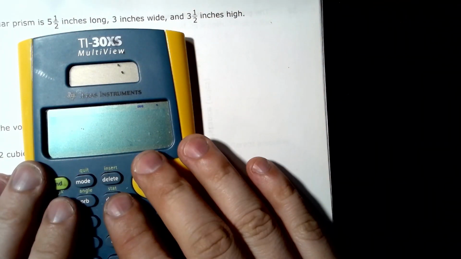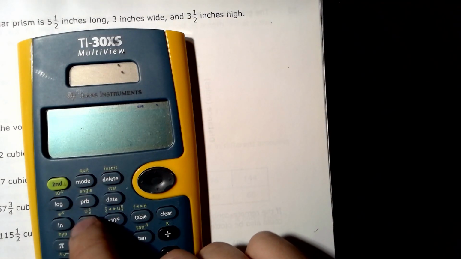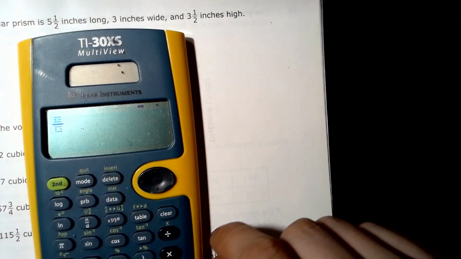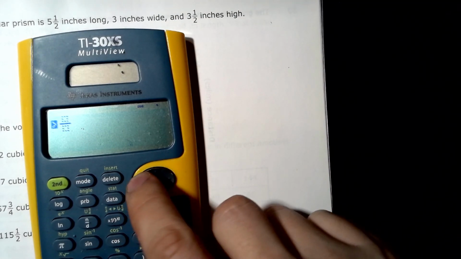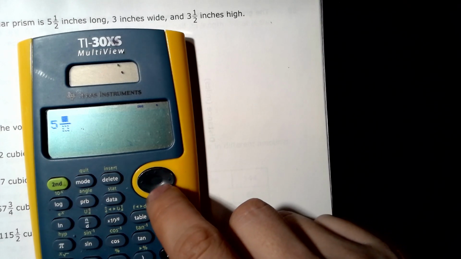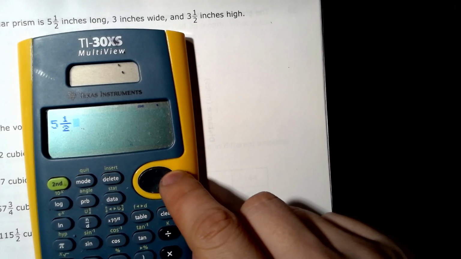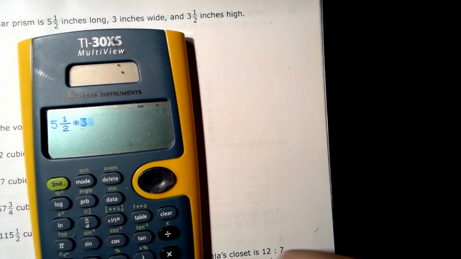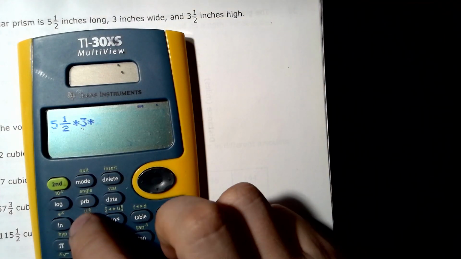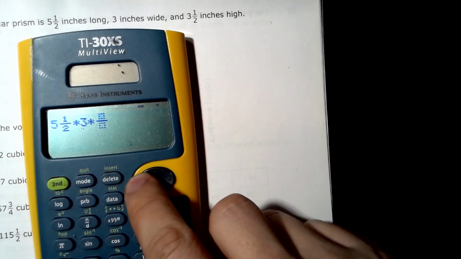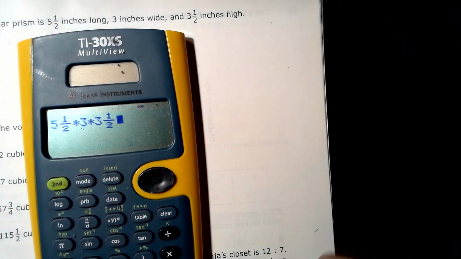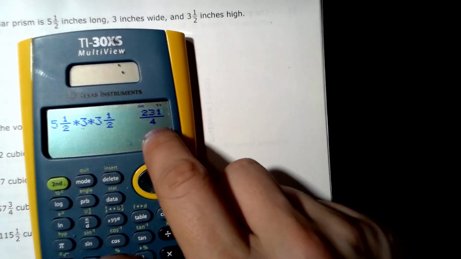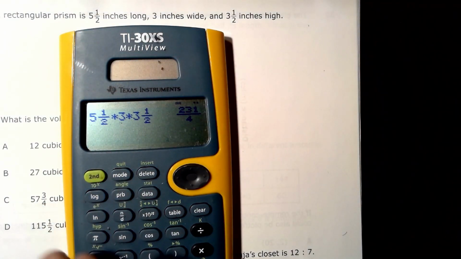So, with this type of calculator, what you will do is look for that fraction button right there. You can go ahead and punch in your fraction using this to kind of navigate around it. So my whole number, 5, 1 over 2, get out of the fraction, times 3, times, we need a fraction again. It's going to be 3.5, so whole number, and then 1/2. Now that gives you 231 over 4. Obviously, not an answer choice.